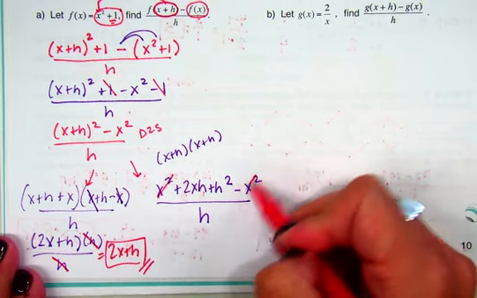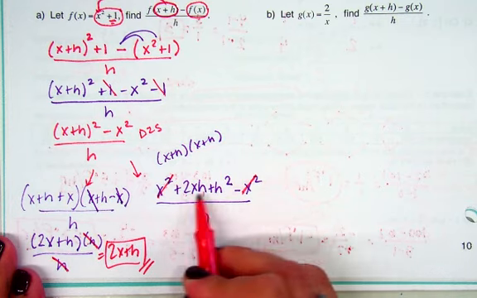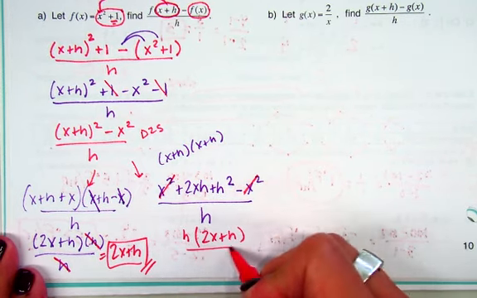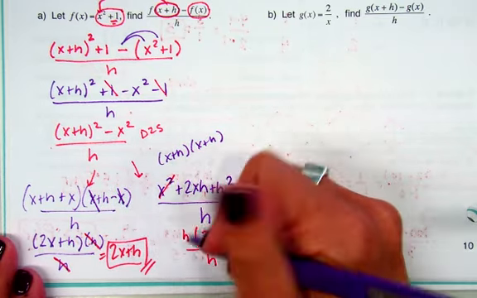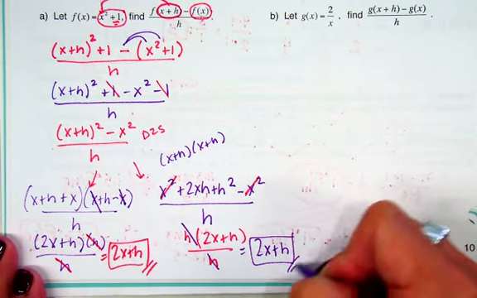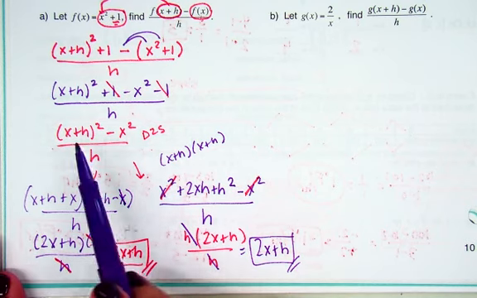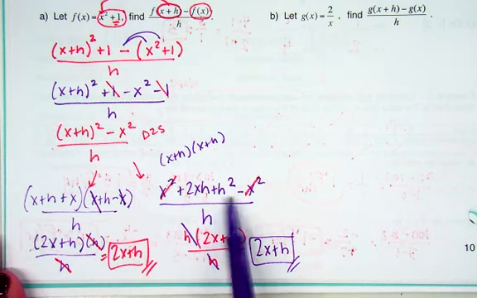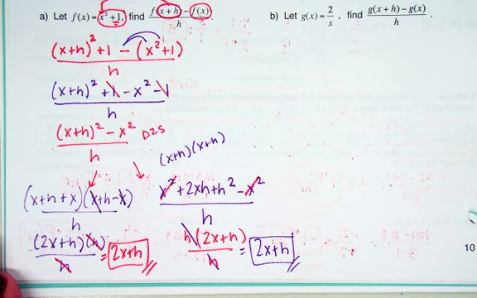Oh yeah, those x squareds cancel. And what can I do up on top? I could factor out an h. And look at that. Denominators cancel. I get the same answer. So I don't care which way you do it, but if you recognize difference of two squares, that's pretty quick. If you don't recognize it, you just have to do a little foiling and you should get the same answer.